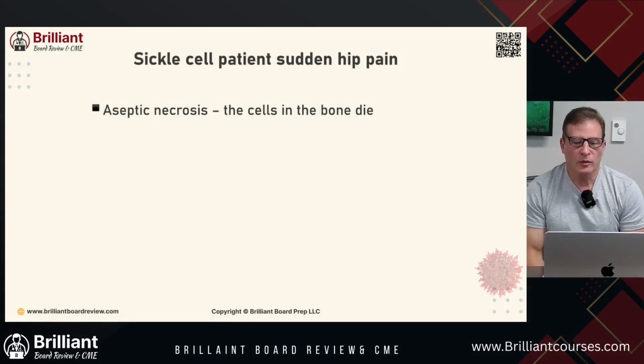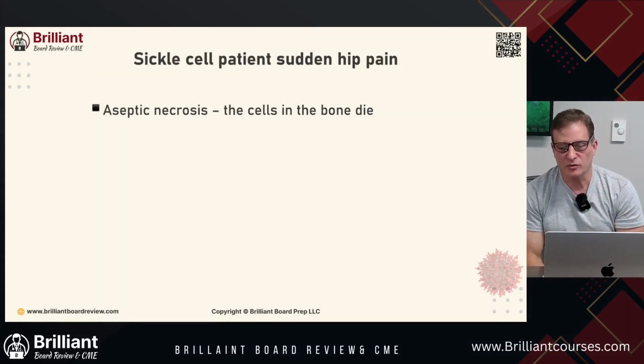All right, what if a sickle cell patient has sudden hip pain? What can this be? It is avascular necrosis. The cells in the bone marrow die. So we can have avascular necrosis of the hip.